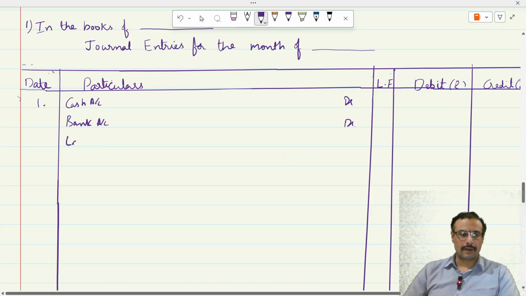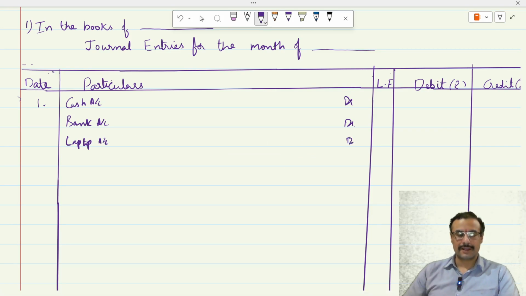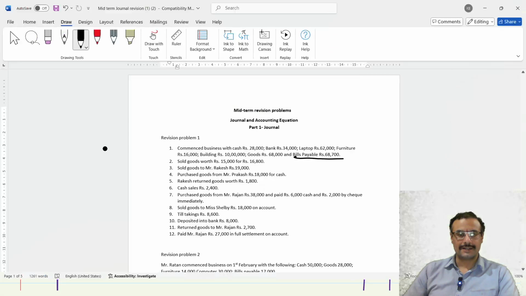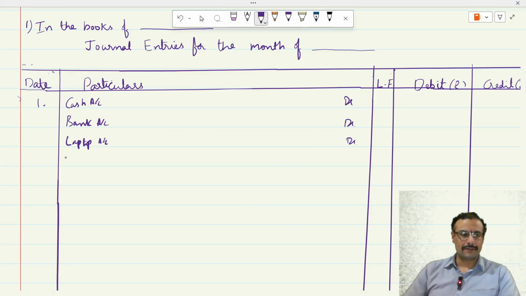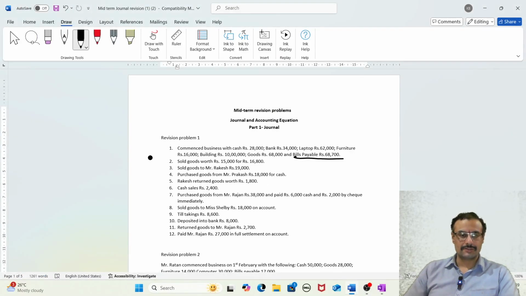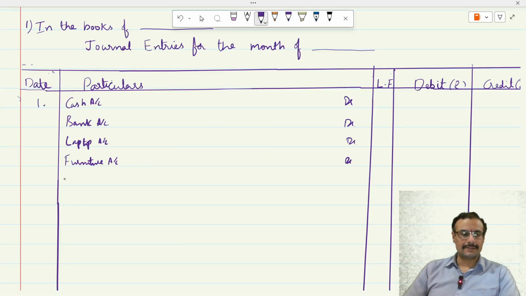Then laptop account debit, because laptop also is an asset, the owner is giving it into business and it's an asset, it is increasing, so debit. Then furniture account debit, same like laptop, asset, it is increasing, so debit. Then building account debit.